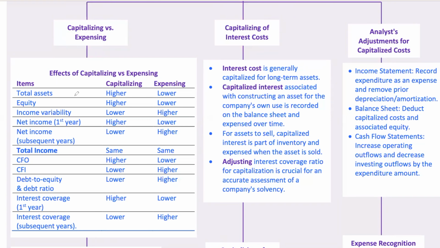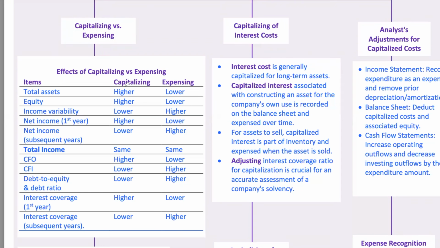When a company spends money, it has two choices: capitalize the cost or expense it immediately. Capitalization means treating the cost as an asset. This asset then sits on the balance sheet and is depreciated or amortized over time. Essentially, the company is spreading the cost over multiple periods. This approach increases profitability in the short term because the cost is spread out over several periods.